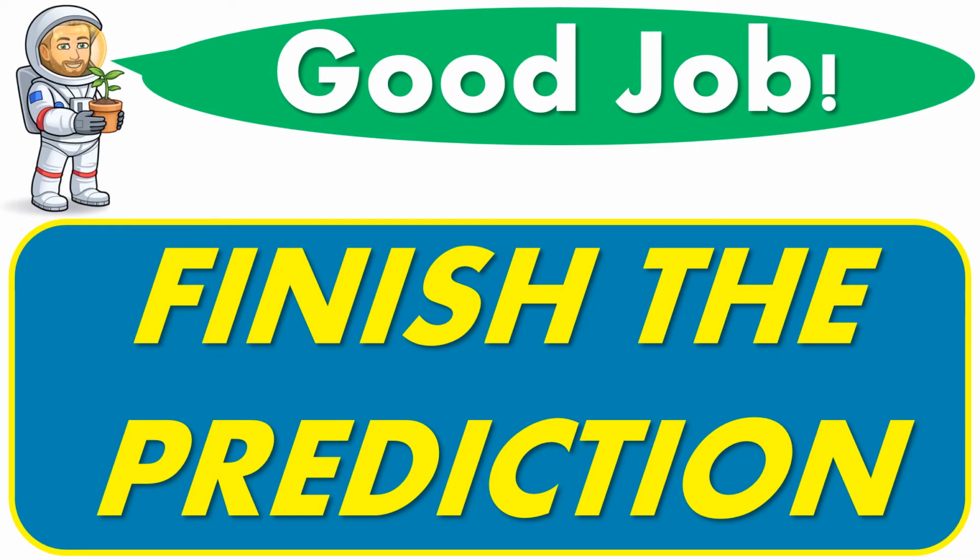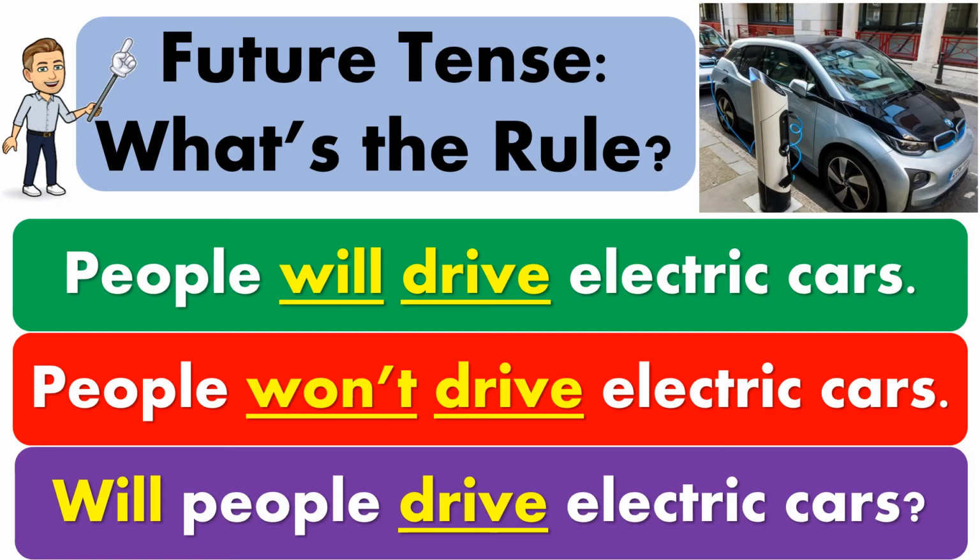All right, good job, and I hope you were saying all those sentences out loud. Let's keep practicing. Now remember the rule one more time. People will drive electric cars. So if it's a yes sentence, we use will and the verb. If it's a negative, we'll use won't and the verb. And if it's a question, will and then the verb after the subject. And don't forget question marks.